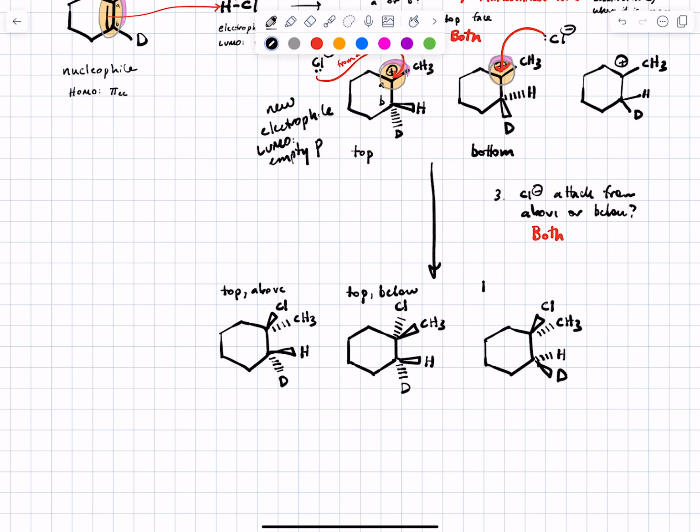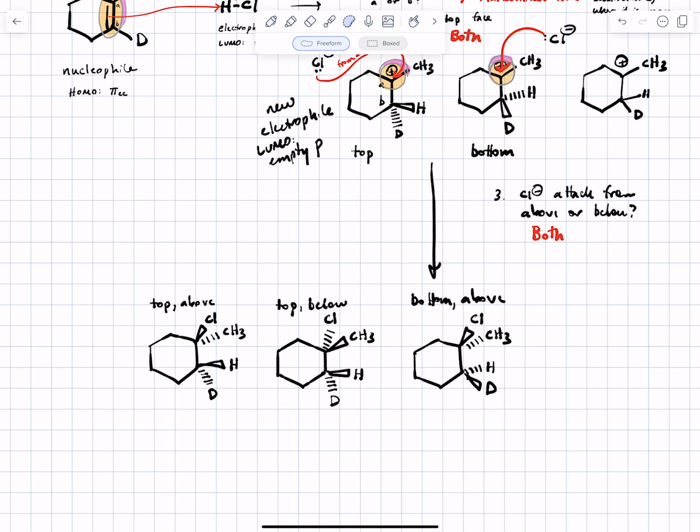this product. This is the bottom above product. And then I guess I need to slide things over because I'm out of space. And then if chloro attacked from below, you would get the product where chloro is a dash and methyl is a wedge. And this would be the bottom below product.